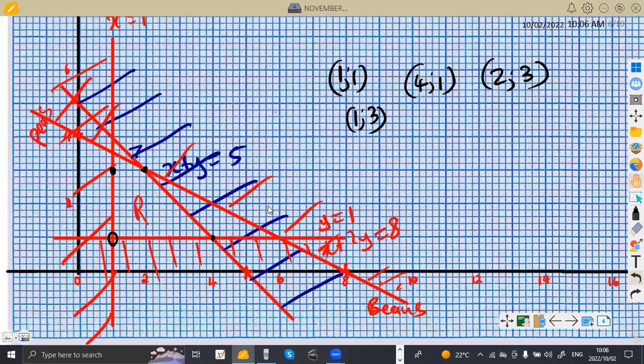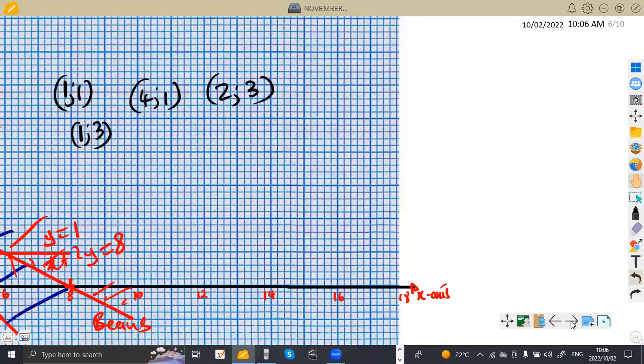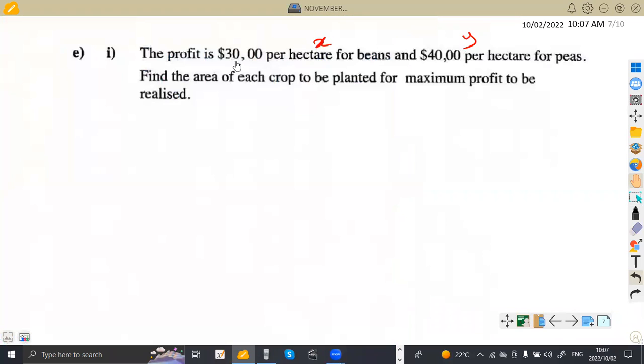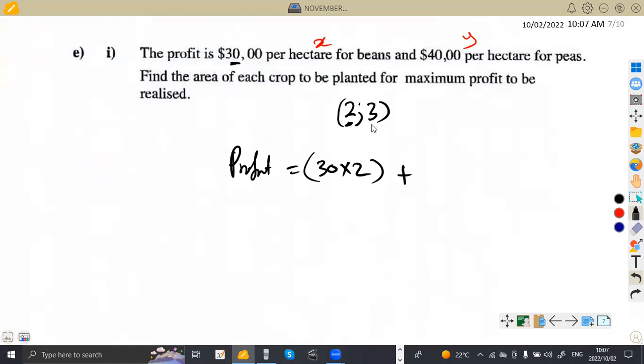Okay, so from the profit that we had, remember that beans in this case, which is X, it gives us $30. Okay, so as for me, I obtained this 0.23. That was the one which gives us maximum. Why? The profit that you're going to have, since X is represented by 2, so you multiply 30 times 2, plus Y is represented by 3, so it's 3 times 40, which is going to give us 60 plus 120, and that's something like $180 as our profit.